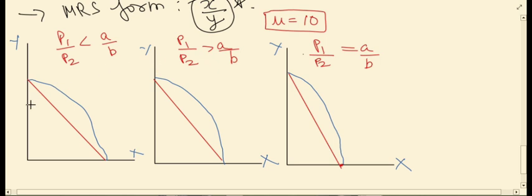Now here in this case our budget line is flatter. Budget line is flatter. Here our budget line is steeper than the red line. And here our budget line is coinciding with the red line.